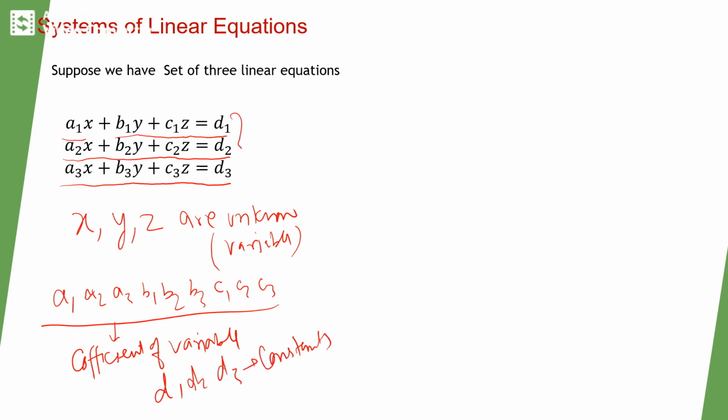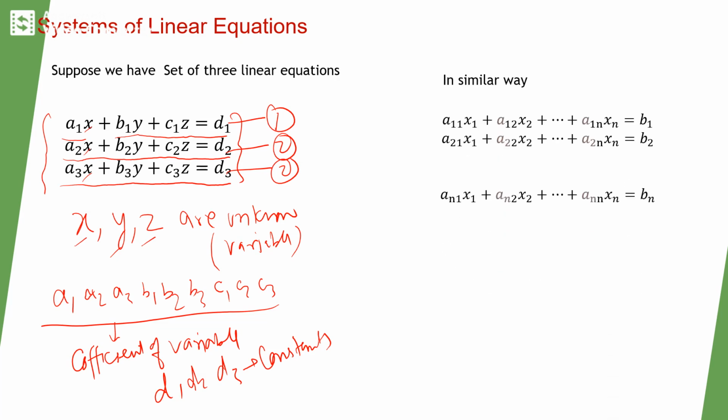So this set of three equations is called a system of three linear equations, or just a system of equations. We have three equations, so we say it is a system of linear equations. Why is it linear? Because the unknowns, that is x, y, z, have degree 1. All equations are linear. And in a similar way we can define the system for n variables.